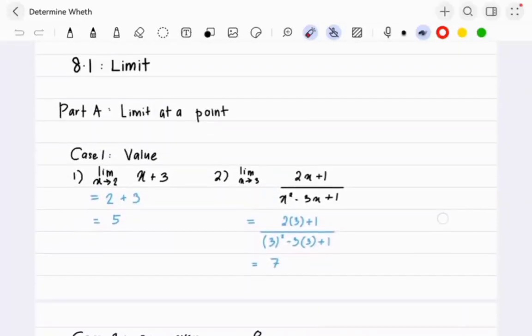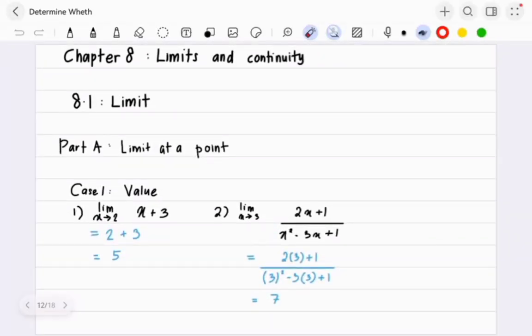Let's explore it together. So the first case is value. It is when you substitute x into f(x) until you get the value, and the value will be your answer. So there are a few examples here. The first example is limit x approaching 2 of x plus 3. So you can substitute 2 into x. So 2 plus 3 is equal to 5. So whenever you substitute x into f(x), the limit will disappear. So your answer will be 5.